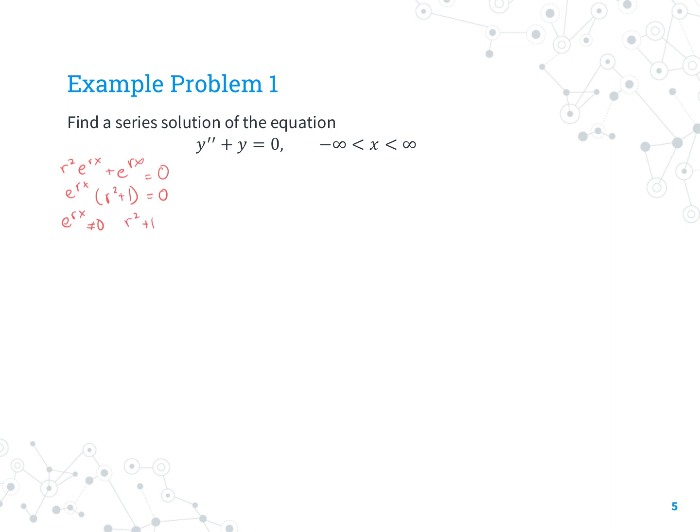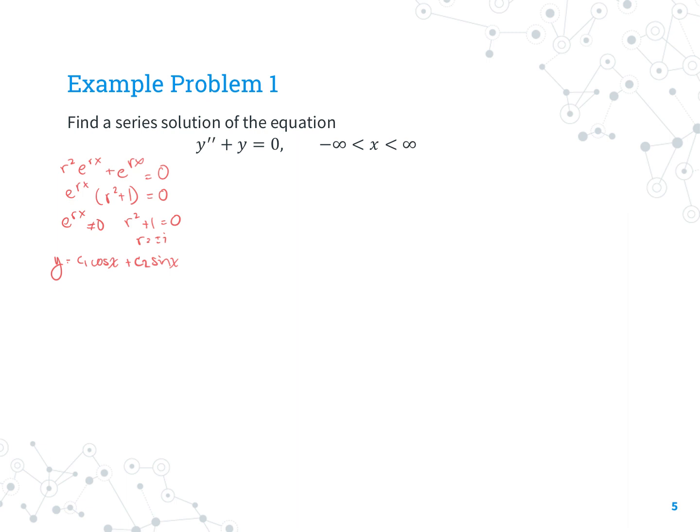So we end up with r squared plus 1 equaling 0, which means r is plus or minus i. And if you remember from the section where we covered constant coefficients with complex solutions using our Euler equation, we have that y is c1 cosine x plus c2 sine x. So when we make our series solutions, we should still come up with a series solution that represents c1 cosine x plus c2 sine x.